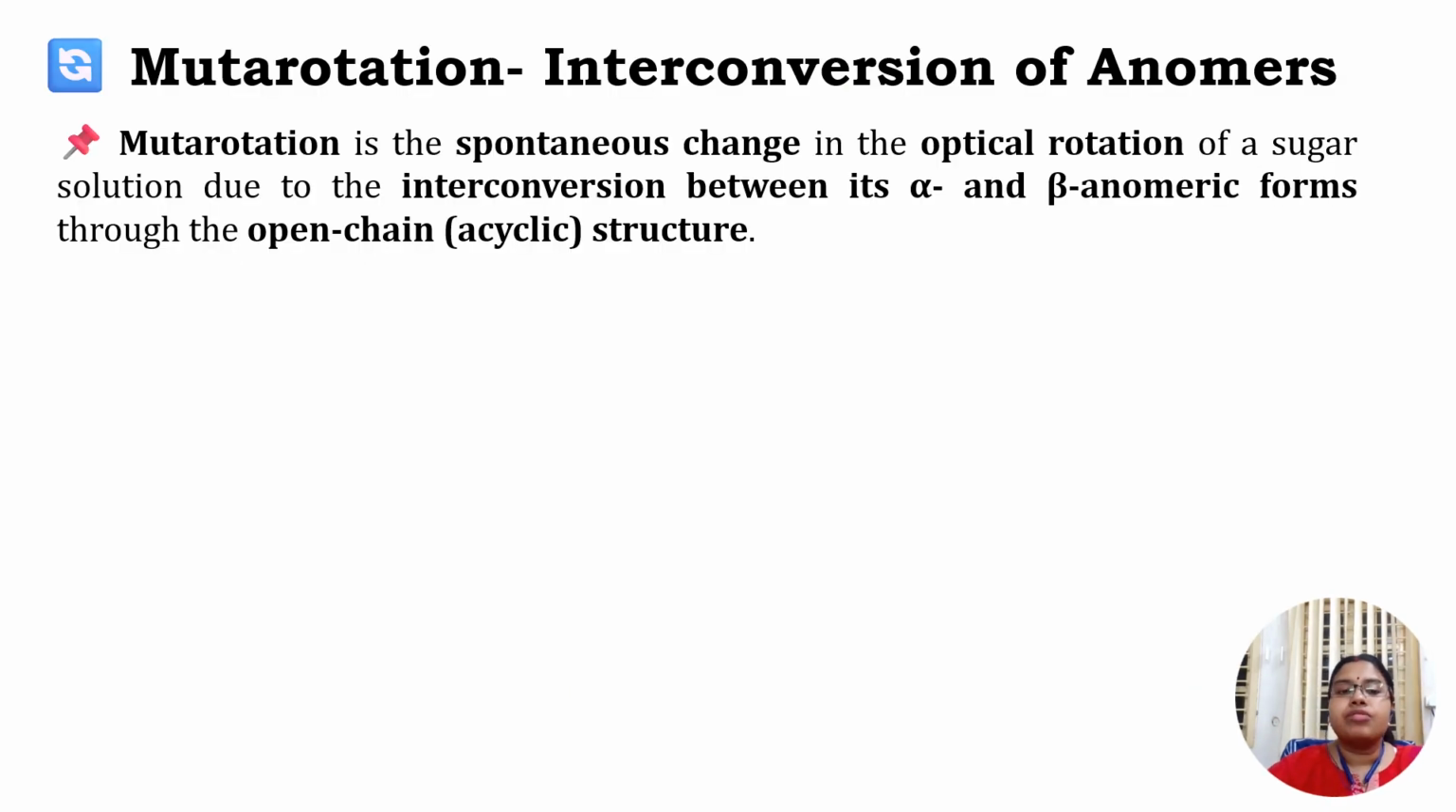Then what is mutarotation? Mutarotation, we can say, is the interconversion of anomers. We already explained that there are two types of anomers, alpha anomer and beta anomer. So the interconversion of this alpha and beta is under this mutarotation. Mutarotation is the spontaneous change in the optical rotation of a sugar solution due to the interconversion between its alpha and beta anomeric forms through the open chain structure.